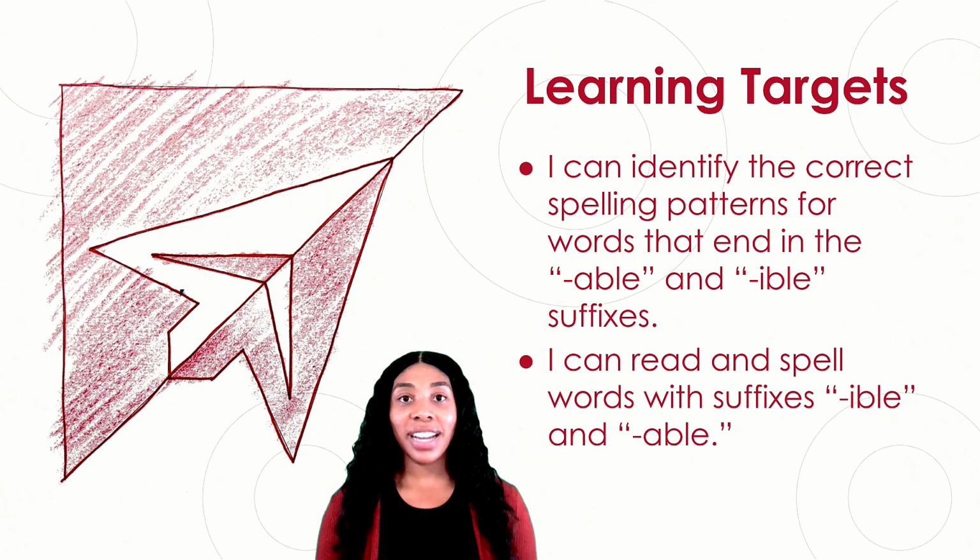Our first learning target is, I can identify the correct spelling patterns for words that end in ABLE and IBLE suffixes. Our second learning target is, I can read and spell words with suffixes IBLE and ABLE.